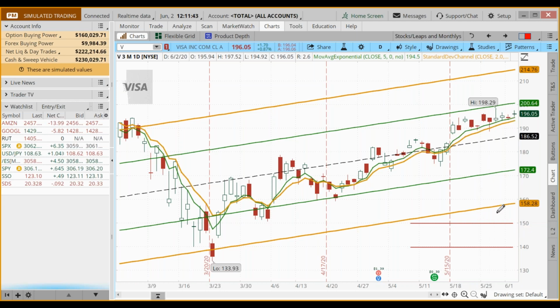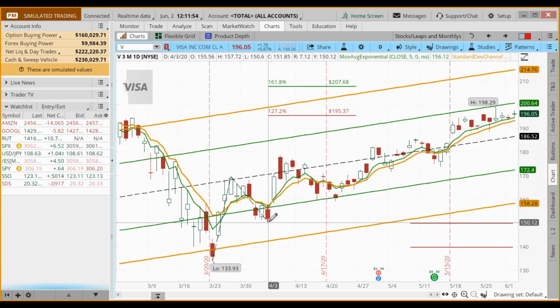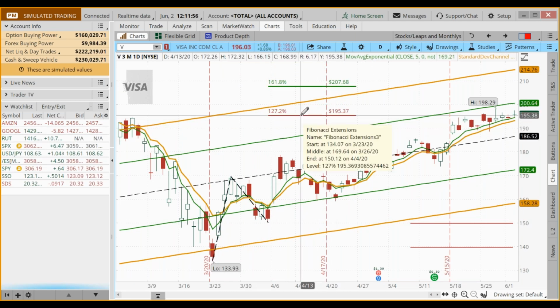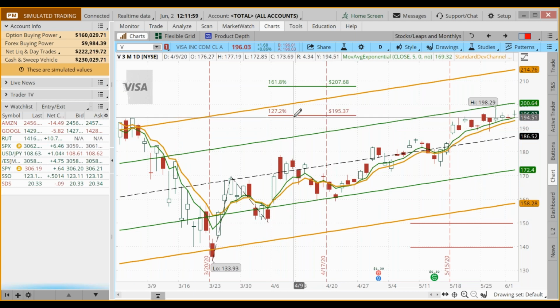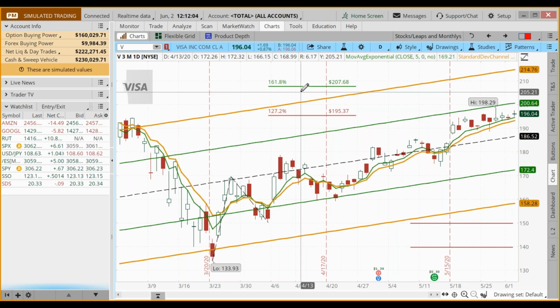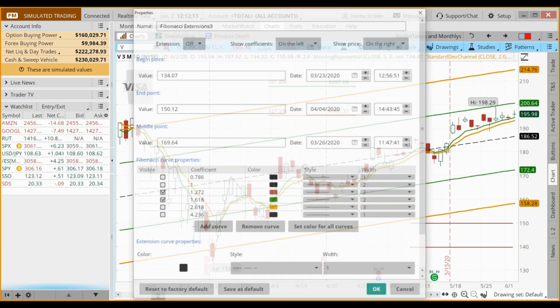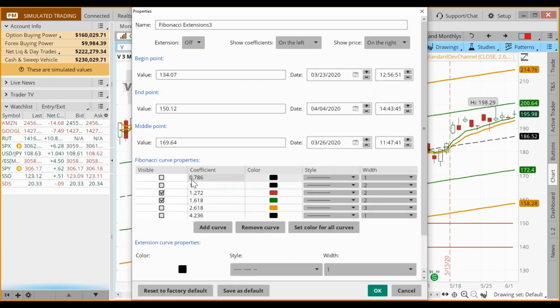If I have the fib extension, let's just do one really quick. Let's go from here to here and down to here. Okay. Mine shows the 127 because I have put that on there. How do you do that? Yours will show the 161. So if you right click on 161 and say edit properties, you're going to come up with a screen that looks like this. And notice it has coefficients right here.